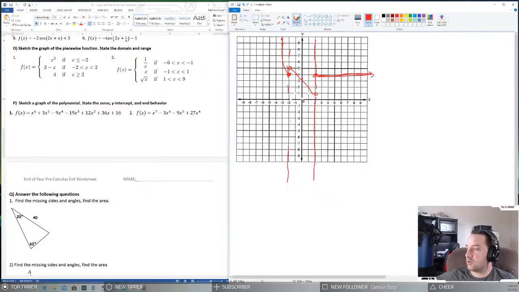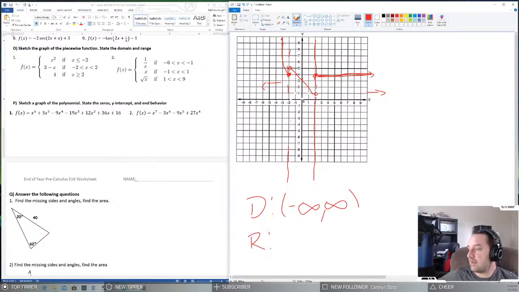The domain and range. My domain, it seems like it's going on forever this way. It's going on forever this way. So it should be, and there's no gaps where these are at. It seems like wherever I have an open circle, there's also a closed circle. So my domain is going to be from -infinity to +infinity.